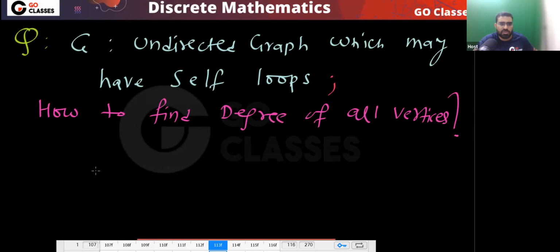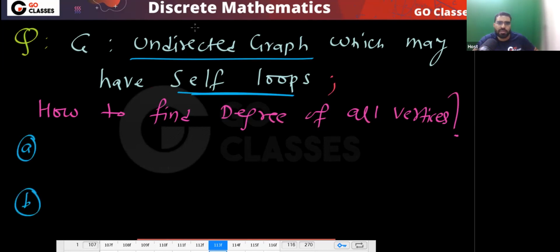So can you see this? You have an undirected graph which may have self loops. Then how to find the degree of all vertices? I am giving you two options, option A and option B. You tell me the answer.